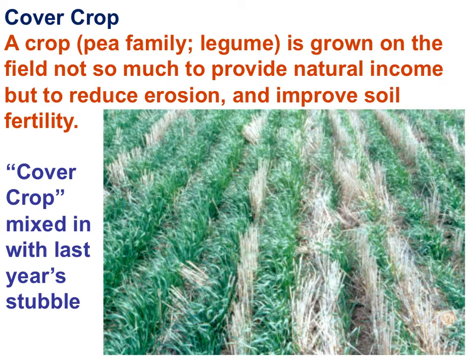This technique employs the use of another plant species, often a pea family plant, grown not so much to provide natural income but to reduce erosion and improve soil fertility. Plants in the pea family have a mutualistic relationship with soil bacteria that fix nitrogen. Using pea family plants as a cover crop enhances soil nitrogen and reduces erosion.